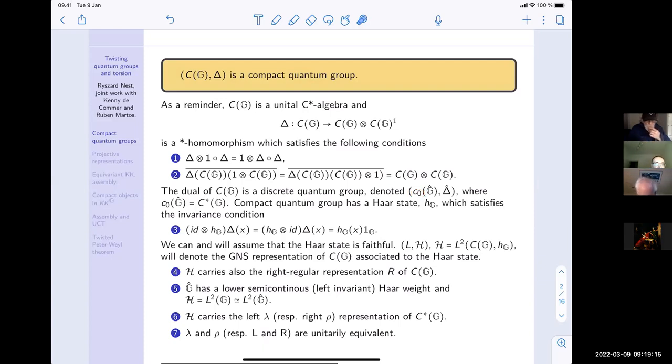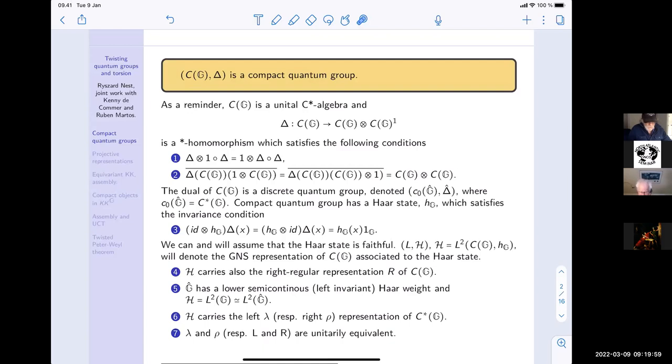Thanks. Now, we have a state on our algebra C of G, so we can construct the GNS representation with respect to the state. So we write down this Hilbert space. Is the Haar state unique in some sense? For a compact quantum group, it's unique, same as in the classical case. Well, that means up to multiplication by a positive real number. It's a state, so there is not much choice. And this L2 space of the Haar state carries the GNS representation of C of G.